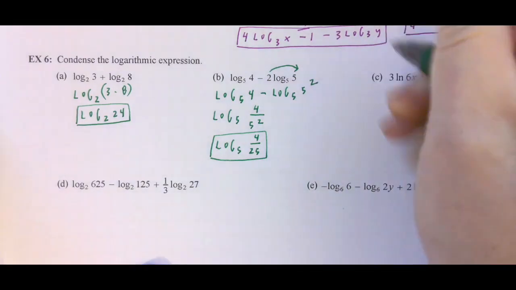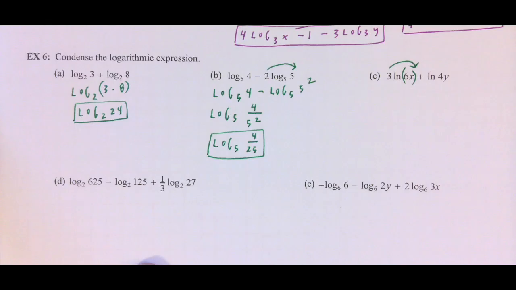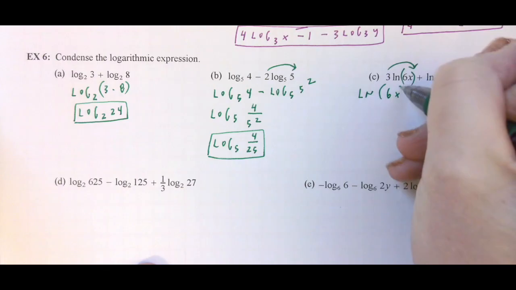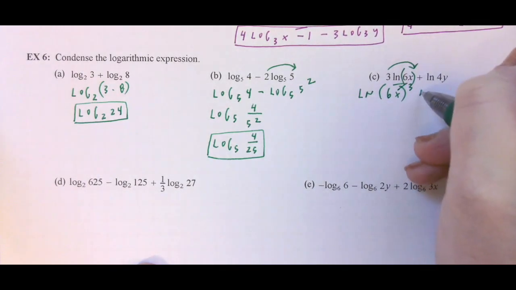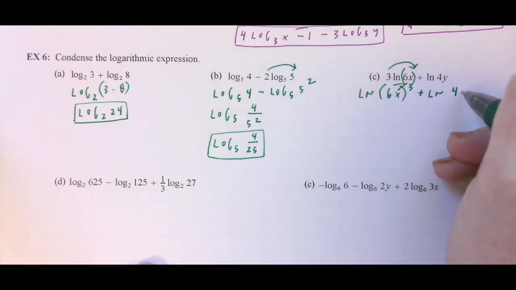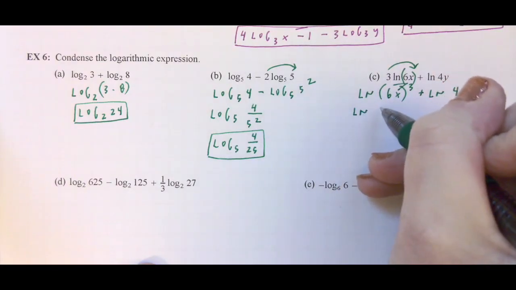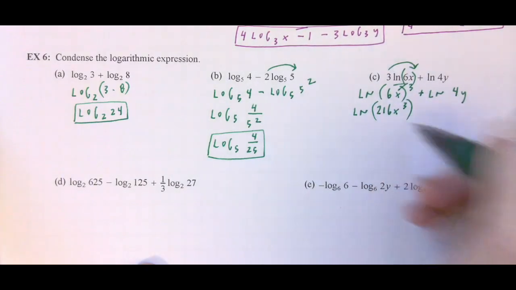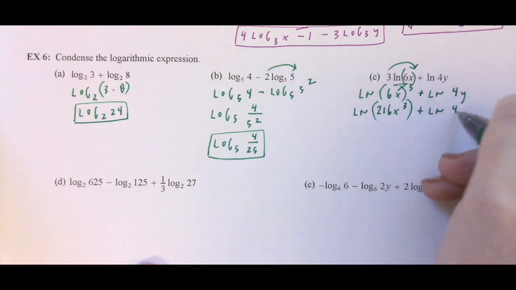Okay, next one, I can see that that 3 goes back into the exponent position, but it has to apply to everything that's in the argument position, so the 6 and the x. So ln, parentheses, 6x, close parentheses, third power. Again, that 3 distributes to both, plus natural log of 4y. Okay, so distribute that. ln, I have 216x to the third, right? I can put parentheses around it or not. It's still in the argument position, plus ln 4y.